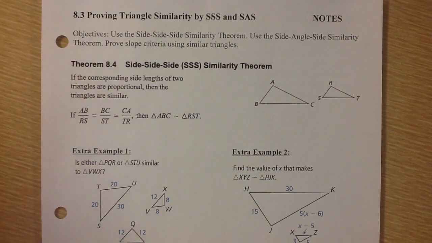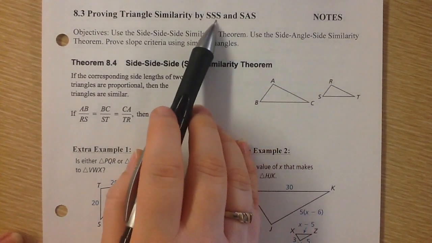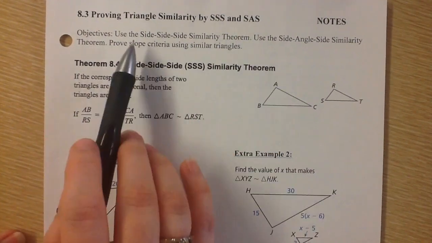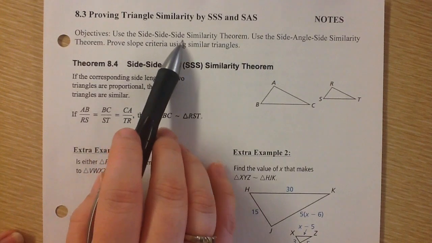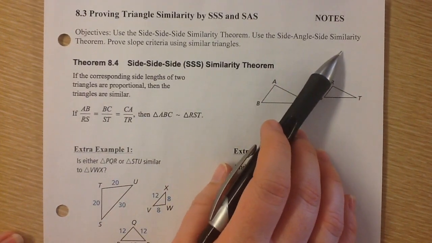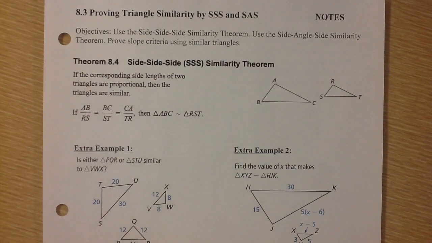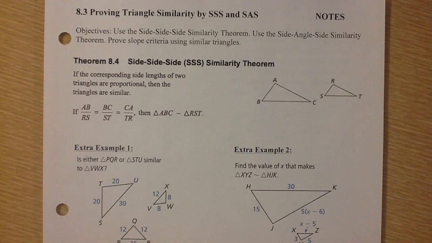All right, section 8.3. In this section, we're going to be proving triangle similarity by side, side, side, and side, angle, side. Our objective is to use the side, side, side similarity theorem and the side, angle, side similarity theorem, and then prove slope criteria using similar triangles. Okay. So what we're going to be doing today is looking at other ways of proving two triangles similar.